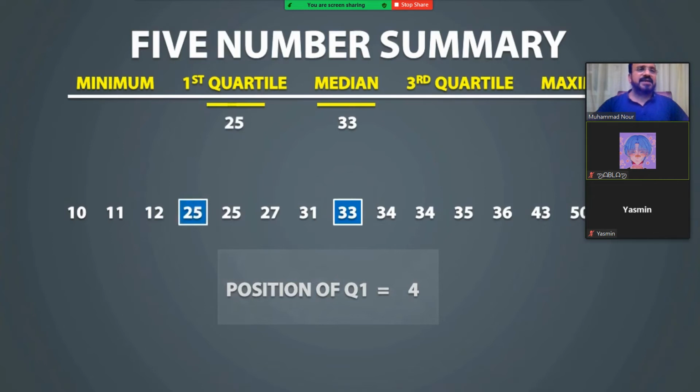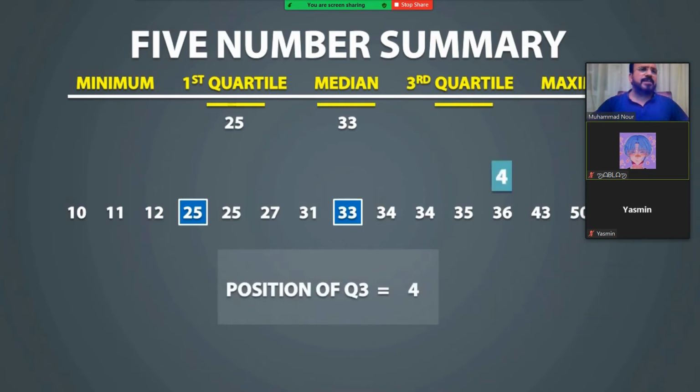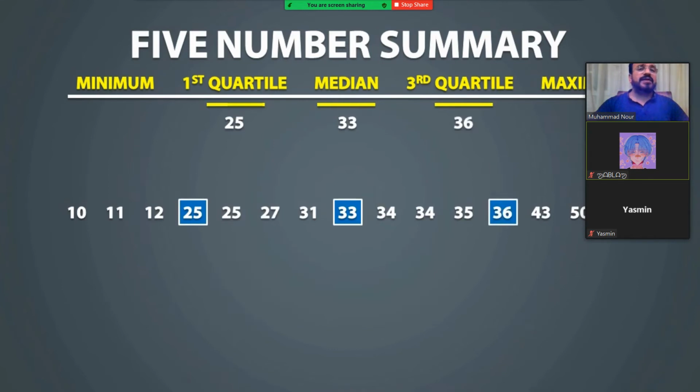To find the third quartile, we will do the same sort of thing, except n refers to the number of data values that are above the median. There will always be symmetry, so you should find that Q3 is also in position 4. So we count 4 positions above the median and we find that Q3 is equal to 36. Now, the minimum is the smallest number and the maximum is the largest number.